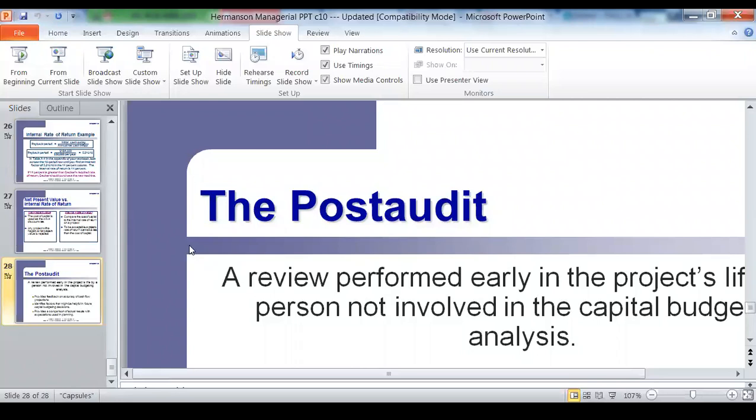Okay. If anybody has any questions about the use of a financial calculator, email me and I can walk you through, in words, the process of using a financial calculator.